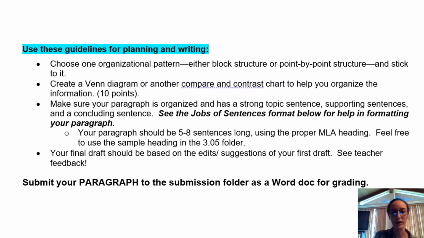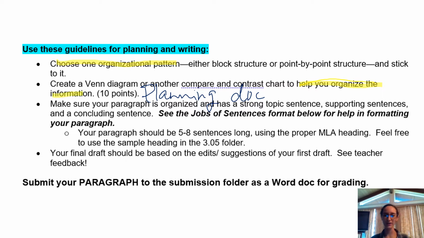Choose one organizational pattern, either a block structure or point-by-point structure, and stick to it. We'll talk about what that looks like in a second. Create a Venn diagram or another compare and contrast chart to help you organize the information. So this is your planning document. Help you organize the information.